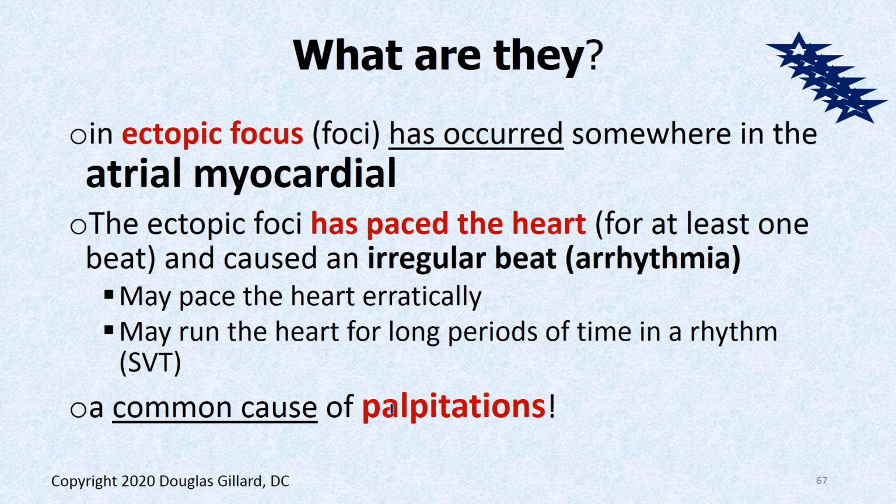And the ectopic foci is pacing the heart for at least one beat. And so you do have an arrhythmia if you have these things. They typically don't do rescue beats though. The AV node, the junctional region, is more for rescuing the heart. These are more mischievous.